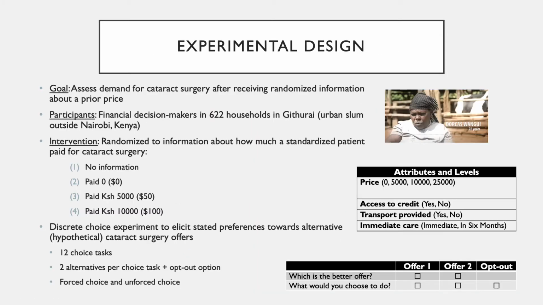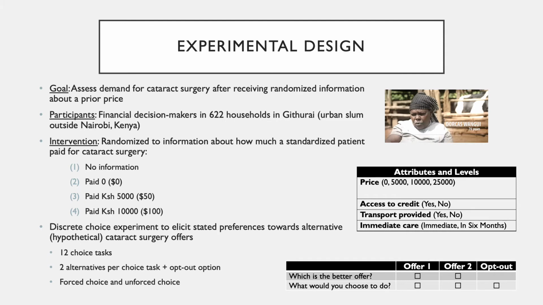We test this model of context dependence using a large field experiment in an urban slum outside Nairobi, in which we randomly assigned household financial decision makers to information about how much a standardized patient had paid for cataract surgery. Either they were provided with no information about how much the patient paid, or they were told she paid nothing, that she paid the equivalent of $50, or that she paid the equivalent of $100.